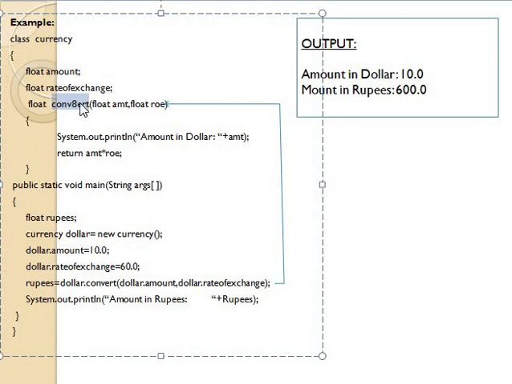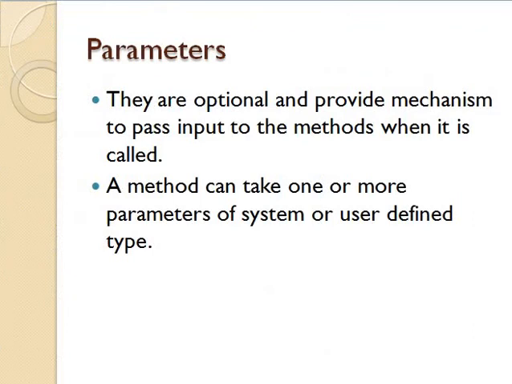So I hope you understood very clearly. Now let's keep this method name as convert, how it was before. Let's come to the next topic, which is parameters. We also refer to the parameters as arguments. The parameters or the arguments are optional, and they provide the mechanism to pass input to the methods when it is called.